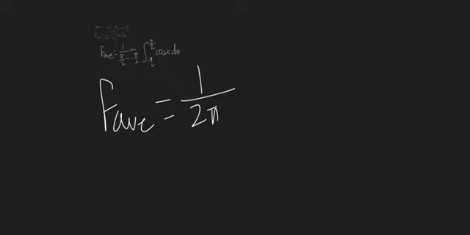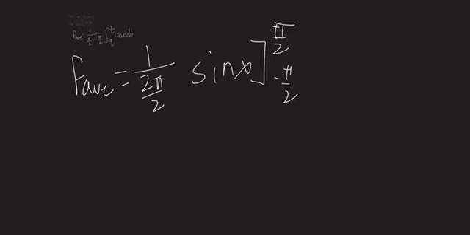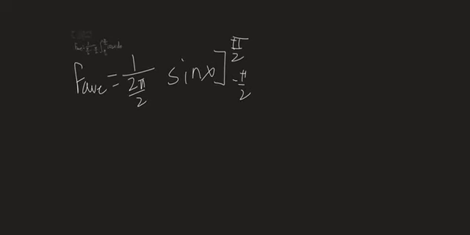This would be equal to the average of 1 over 2 pi over 2 of sine x from negative pi over 2 to pi over 2. This is because the integral of cosine of x is sine of x, and the derivative of sine of x is cosine of x.